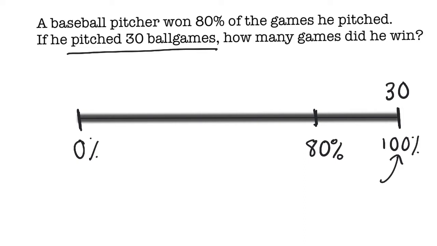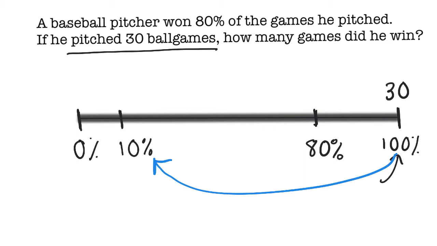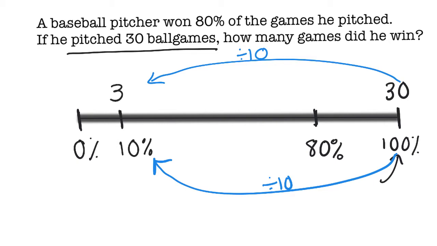But because we can't just do a quick, easy move from 100% down to 80, we're actually going to go down to 10% first. What if he only won 10% of his games? So to go from 100% to 10%, you would divide by 10. So that means you're going to do the same thing. Oh, look, there's that rule. Miss Gillum likes to say it all the time. What you do to one thing, you have to do to the other. So since we're changing the 100% down to 10%, we're going to divide the 30 by 10. So if he only won 10% of his games, then that would only be 3.